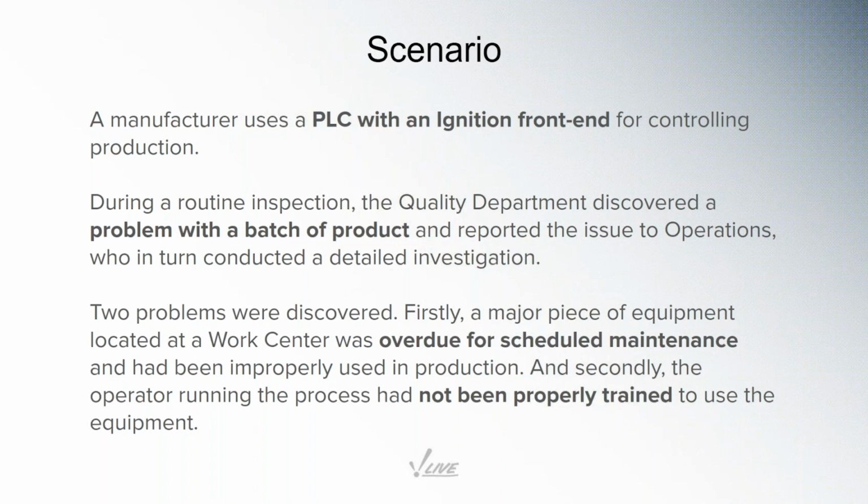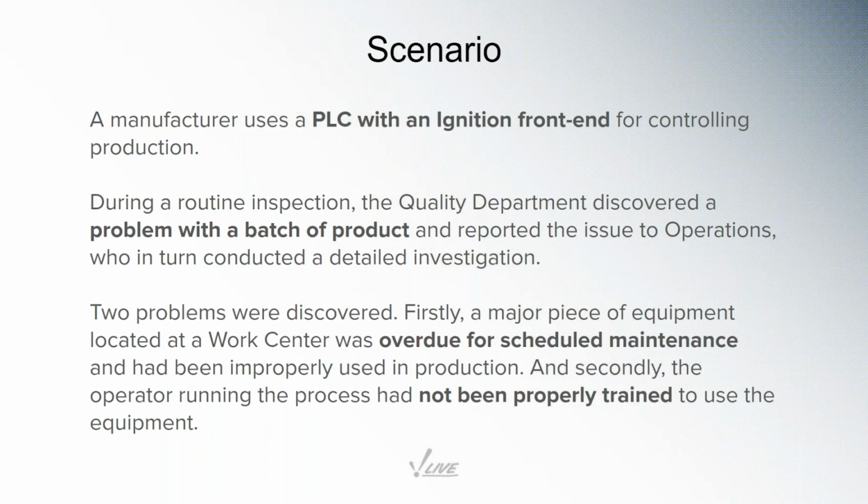What was the actual problem? And in doing this, they found two problems. One of those was that a major piece of equipment within a work center where they do their work was overdue for scheduled maintenance, and it was used improperly in production, which especially in certain industries, that's a very big no-no. And they also noticed that the operator who was running the process had not been trained to use the equipment, and they probably weren't aware of some of the restrictions on scheduled maintenance, for example. So these were two issues that they brought up.